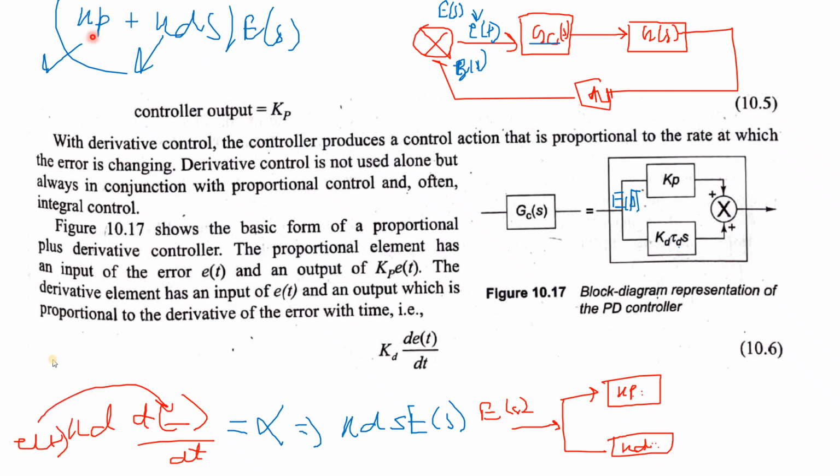The controller that is designed has a proportional gain also. That means the amount of error that is there, the proportional controller will produce that much of signal proportional to the magnitude of the error, and the derivative controller will produce a signal which is proportional to the rate of change in error.